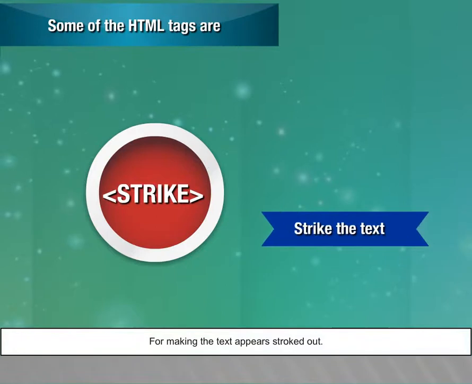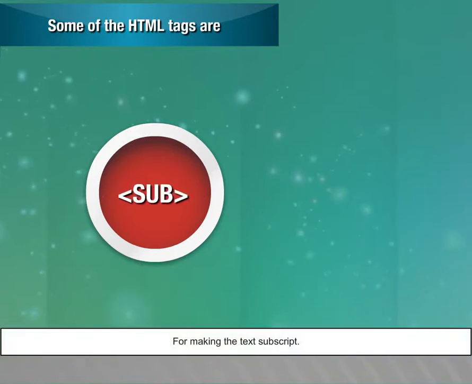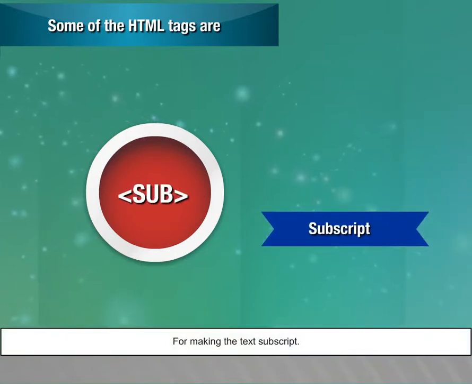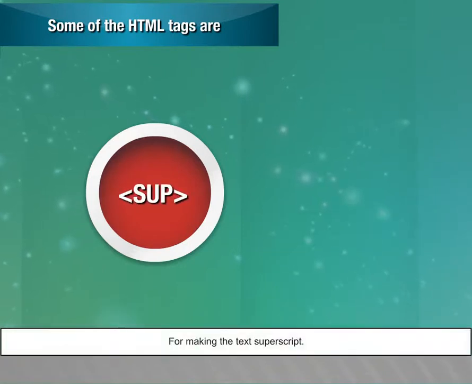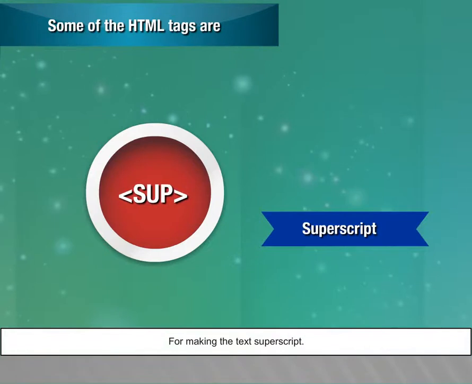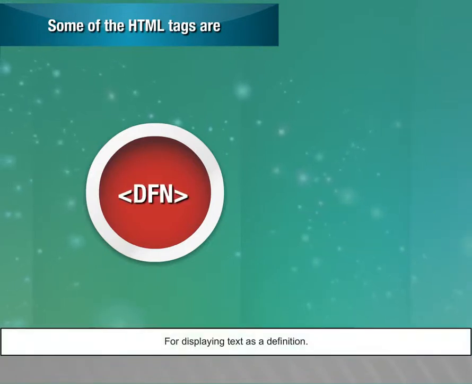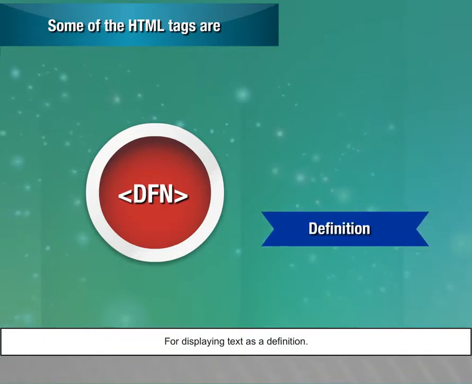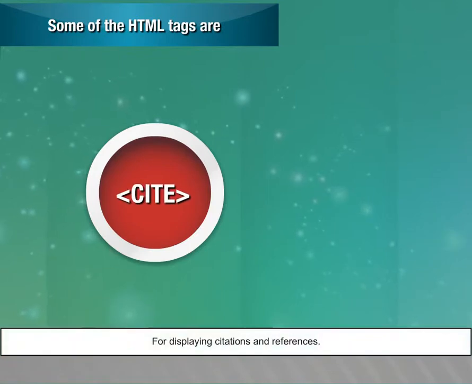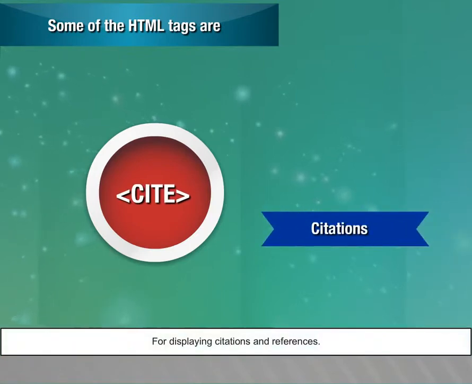Strike, for making the text appear stroked out. Sub, subscript, for making the text subscript. SUP, superscript, for making the text superscript. DFN, definition, for displaying text as a definition. CITE, citations, for displaying citations and references.